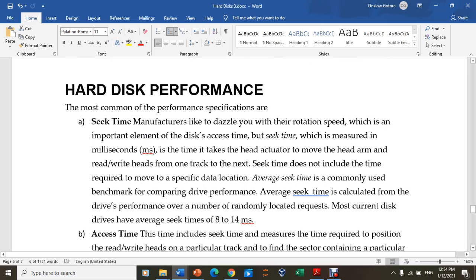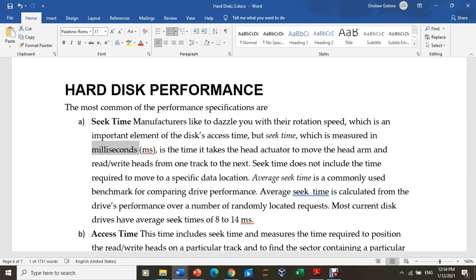Right, we'll start with seek time. Seek time is measured in milliseconds, and it's the time it takes the head actuator to move the head arm, or the read/write arm, from one track to the next. You must understand that the hard disk drive is divided into tracks, sectors, and partitions. In each sector, there are tracks. The time it takes to move from track one to track two is called seek time. The time it takes to move from track one to track 1014 is also seek time.